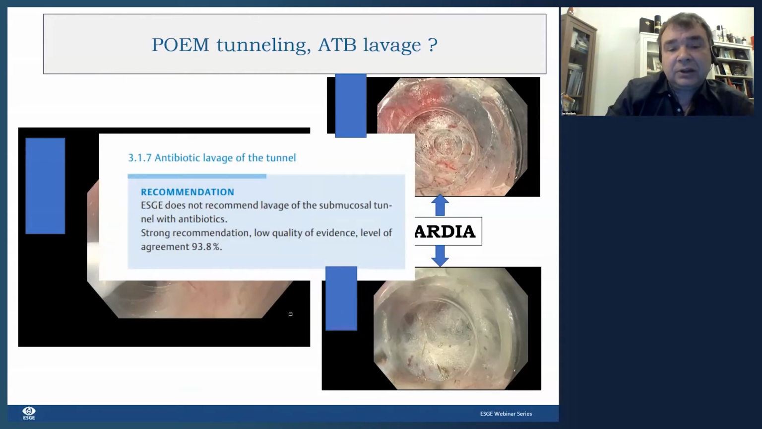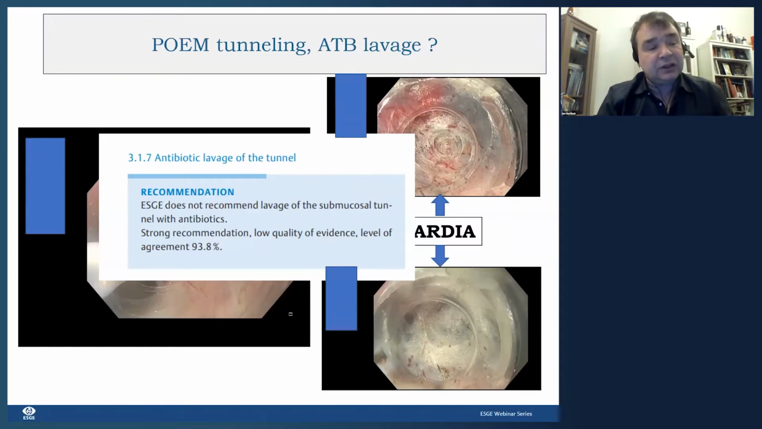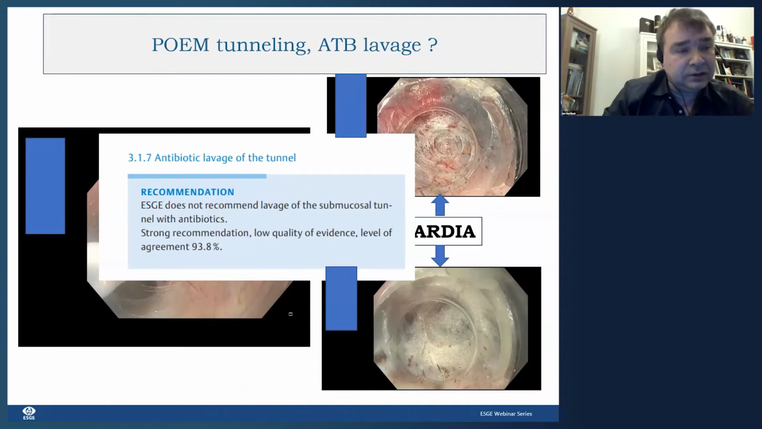ESGE does not recommend lavage of the submucosal tunnel with antibiotics. Several centers used to, or are still using, irrigation of the tunnel with antibiotics before starting myotomy. There is one study showing that it does not bring any benefit.